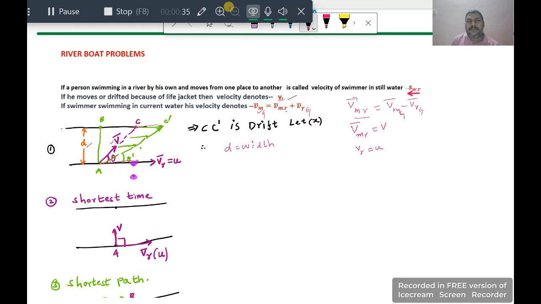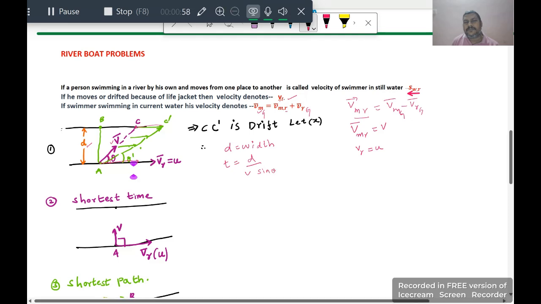But here, because of river velocity, there will be a drift C to C dash. And now, what is the time taken to reach the other bank? Here, time taken is equal to distance by V sin theta. This is equation 1. And C drift is equal to X; here, drift is equal to X, I will go with X in my explanations.